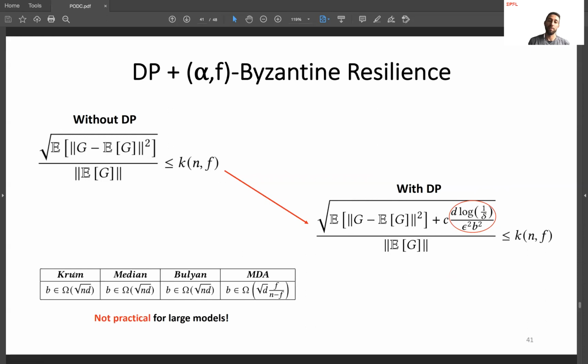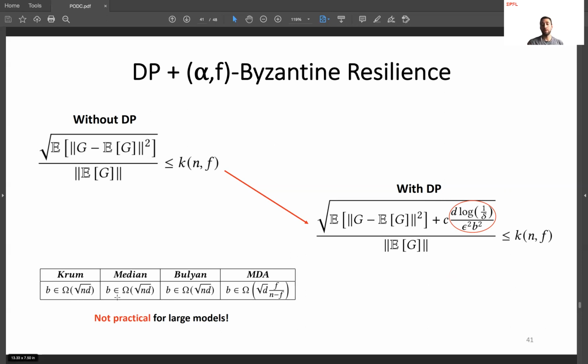Here I show, for example, for Krum, Median, and Boolean, B would be in Omega of square root of N D, where N is the total number of workers. And for MDA, B is in Omega of square root of D times F over N minus F. These results can also be adapted for any alpha-F Byzantine resilient GAR that exists in the literature.